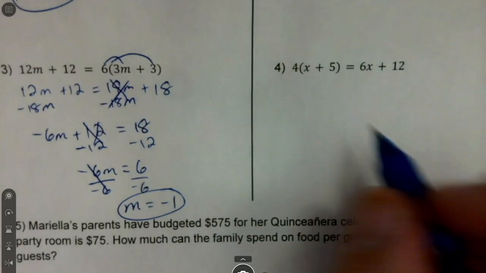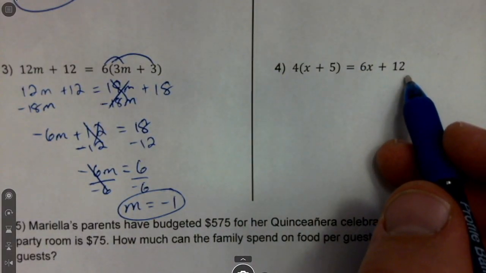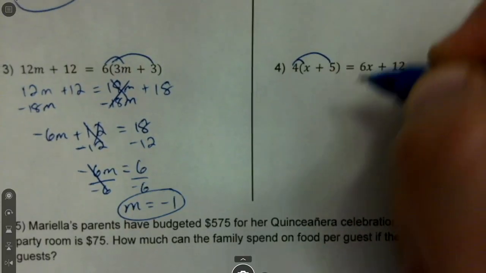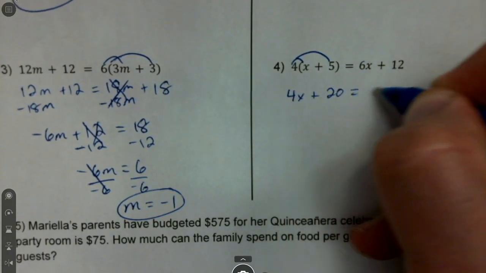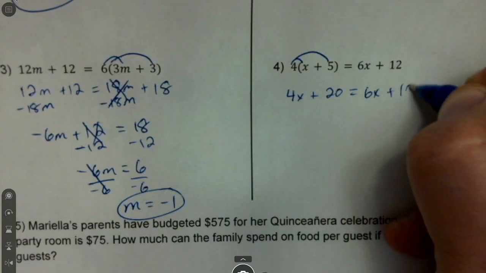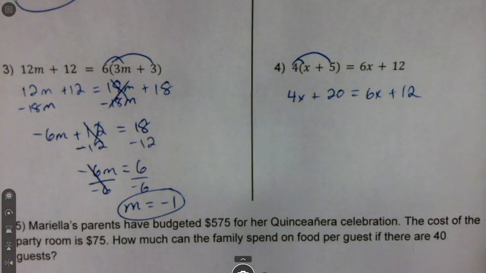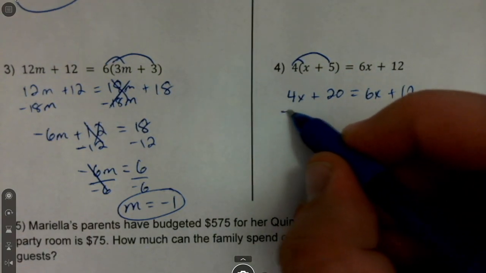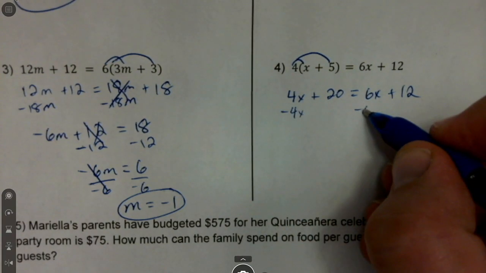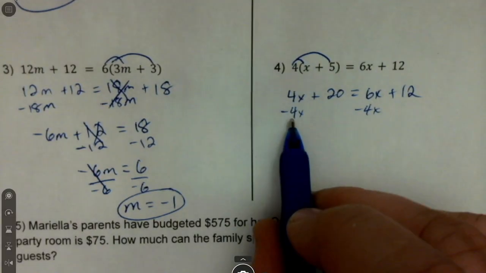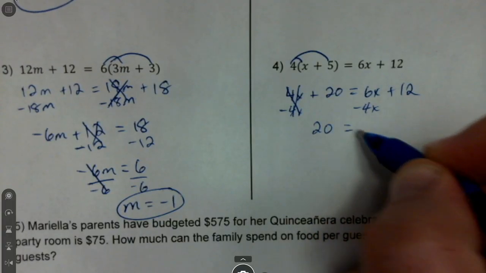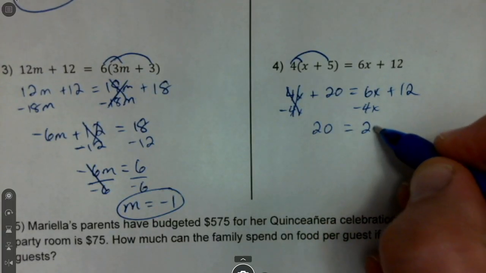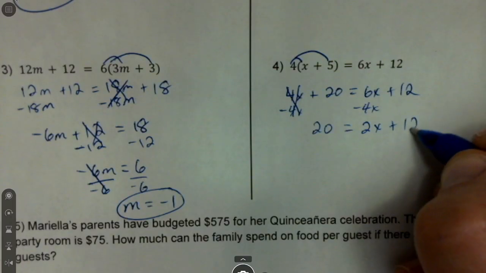Okay, 4 is very similar. There's no big fraction, so we skip step 1. But we can distribute, so we do that. 4 times x is 4x. 4 times 5 is 20. Step 3, we do have variables on both sides, so we need to combine them. Just for variety, I'm going to choose to move this left side over first. So I'm choosing to subtract the 4x. 4x minus 4x is 0, so that cancels out. 6x minus 4x is 2x plus the 12.